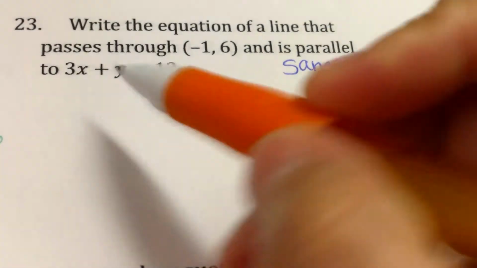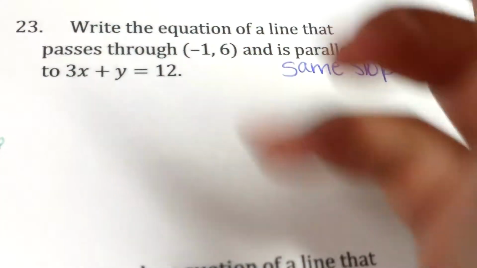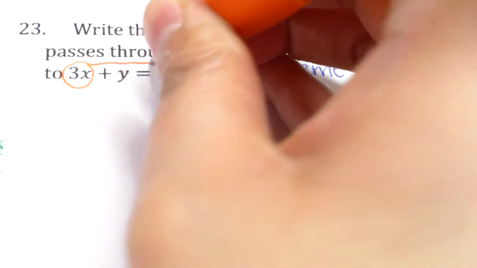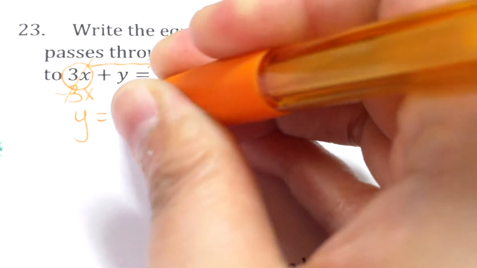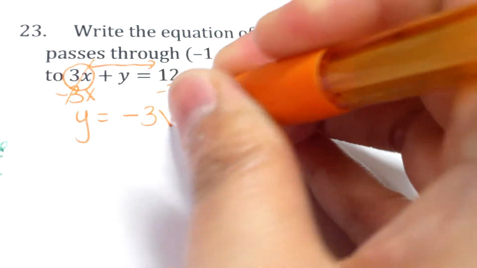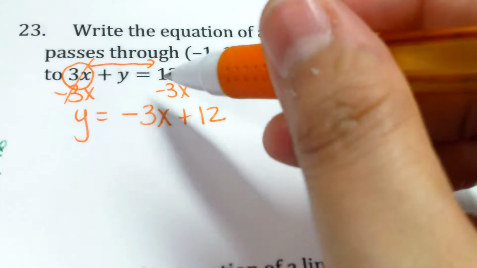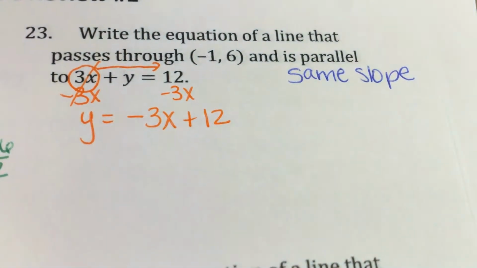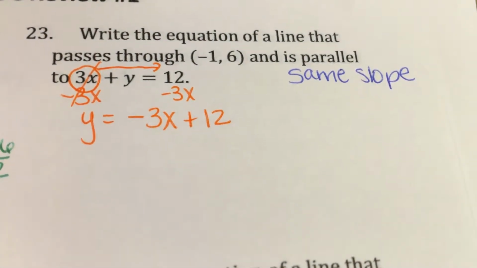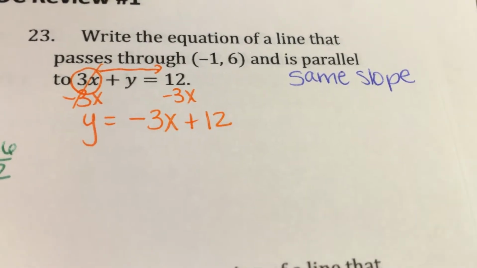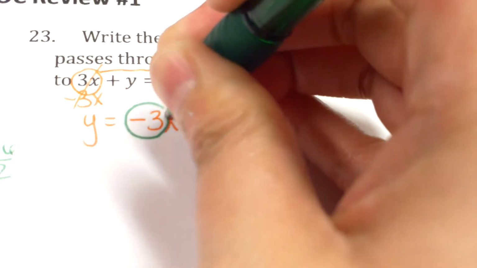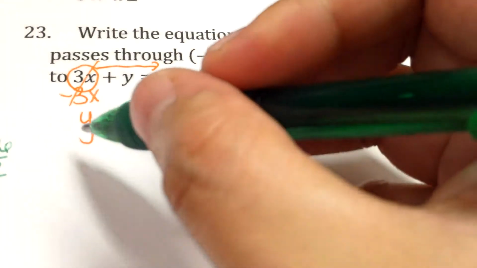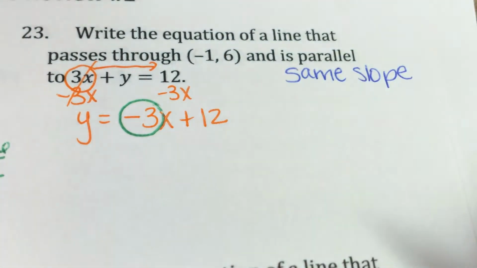We need to make it y equals mx plus b, and then we can find the slope. So we want y by itself, so we need to get rid of this 3x. I'm going to move it over to the other side. To do so, you need the opposite sign, so it's minus 3x, minus 3x. This cancels. So you have y equals negative 3x plus 12. I put the x first because I want y equals mx plus b. So now what's my slope? My slope is negative 3. That's my m.